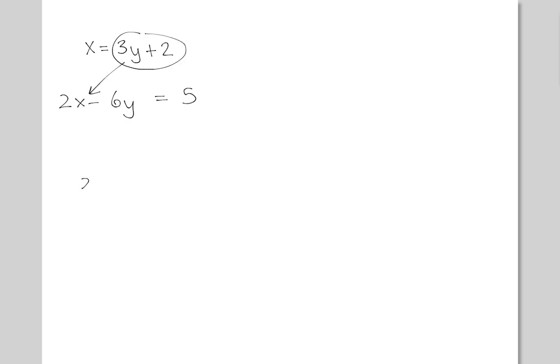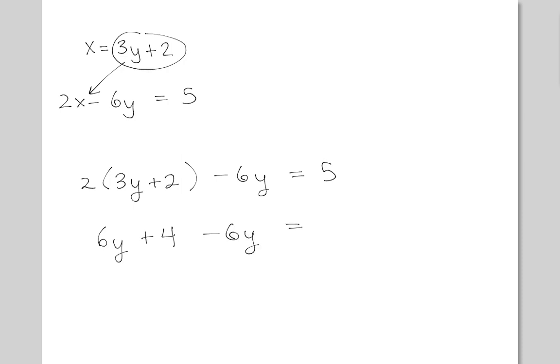So I get 2 times 3y plus 2 minus 6y. So you got 6y plus 4 minus 6y. These cancel, and then you get 4 equals 5, which we know is not possible. 4 does not equal 5. So what did we just show? We broke math. This is a contradiction. Do you agree?